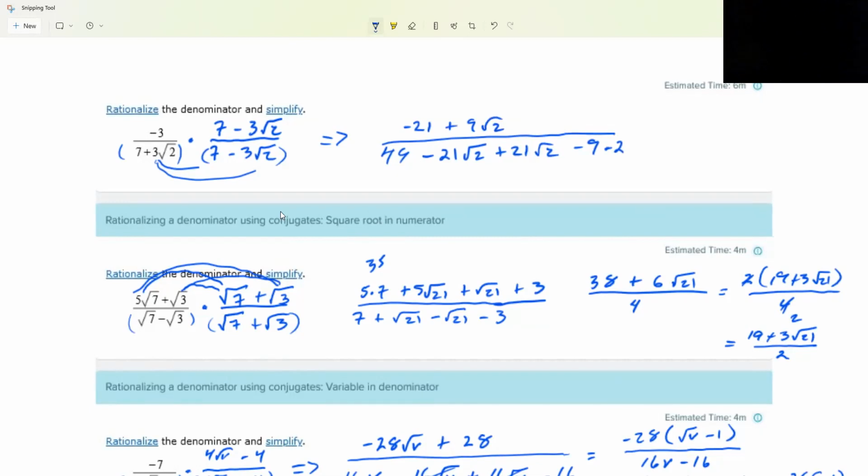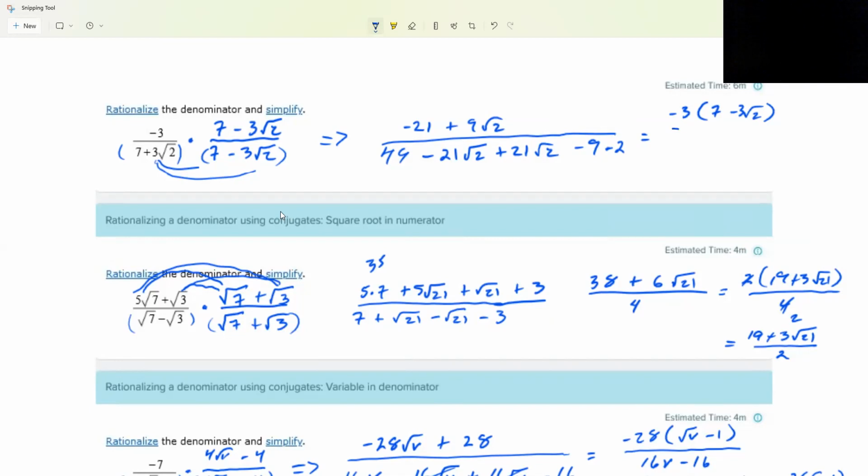All right. Now I'll just simplify stuff. So on the top, I could factor out a 3. I'm going to make it -3, just so I can switch the signs on it. So I'm going to end up with 7 minus the square root of 2. It should be 3 there. There we go. All right.